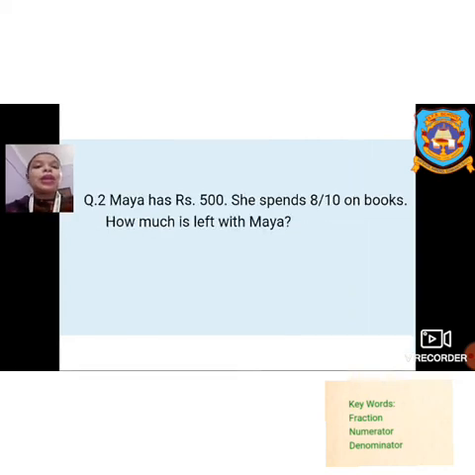The next question is, Maya has rupees 500. She spends 8 by 10 on books. How much is left with Maya? So Maya is the name of a girl and she has rupees 500. But out of 500, she spends 8/10 on books. How much is left after spending on the books?